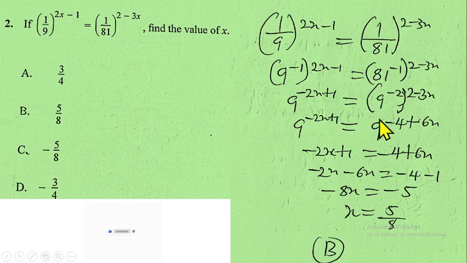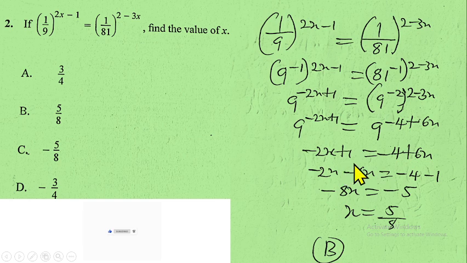Then from there, this minus 2 will open this bracket as well. That is, it will multiply the power here. So minus 2 times 2 will give us minus 4. Then minus 2 times minus 3x will give us a plus 6x. Then from there, the base can cancel the base. So you are left with minus 2x plus 1 equals to minus 4 plus 6x.